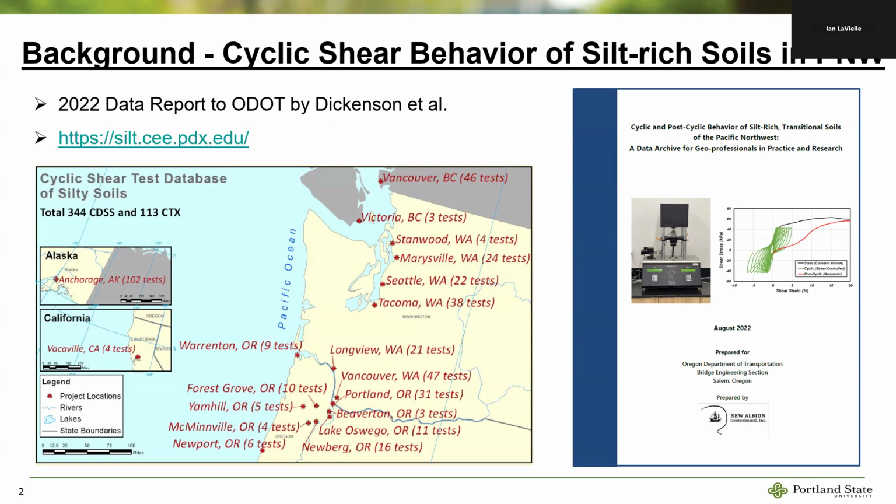So the results were published in a 2022 report to ODOT. You can look at the data. There are data from Oregon, Washington, British Columbia, and Alaska on silt-rich soil. So non-plastic, low plastic, and plastic silts mainly.